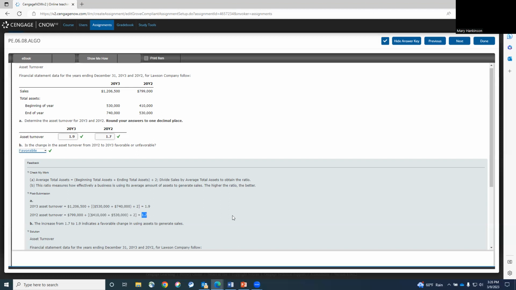So B asks, is the change in the asset turnover from year 2 to year 3 favorable or unfavorable? Well, it says a high ratio indicates an effective use of assets. So the higher the ratio, the better. So from year 2, we went from 1.7 to 1.9 in year 3. So that would be a favorable change.